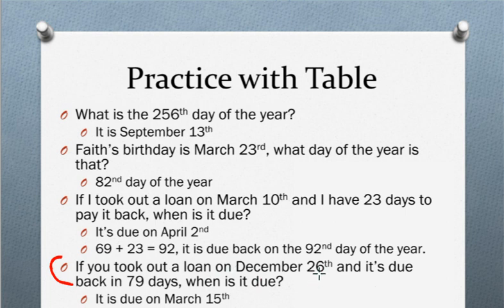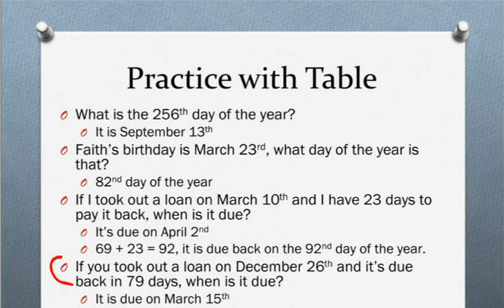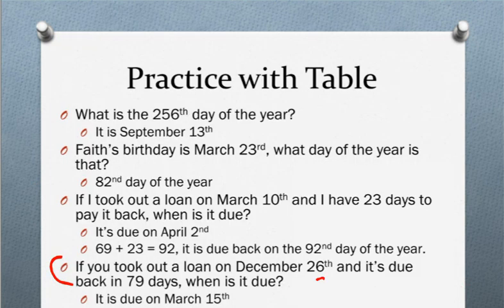If you take out a loan on December 26th and it's due back in 79 days, when is it due? Make sure you practice that. Go back to your chart and you take it out on December 25th and 26th. And then you've got to count out 79 days from there. You can see this is the 360th day of the year. So the way that I would do this is I would take 360 and we're going to add 79 to it.